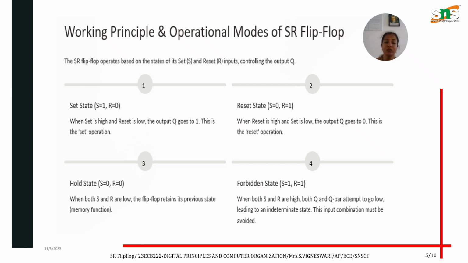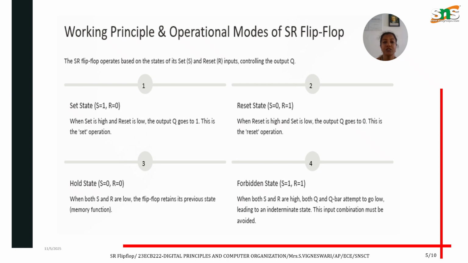The next condition is the reset state. When S is equal to 0 and R is equal to 1, we say that condition is a reset state. Reset means whatever the condition has been given, it clears that state and makes it 0. So here the output always goes to 0, and this is the reset operation. When reset is high and set is low, the output always gives the clear condition, which we say is a reset operation. The next one is the set state. When set is high and reset is low, that is S is equal to 1, R is equal to 0, we categorize this as a set state, which means the output Q will be 1.